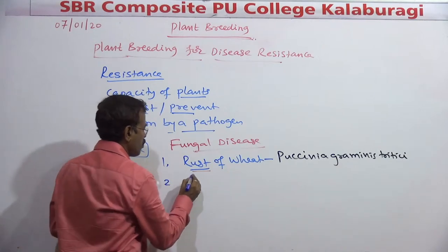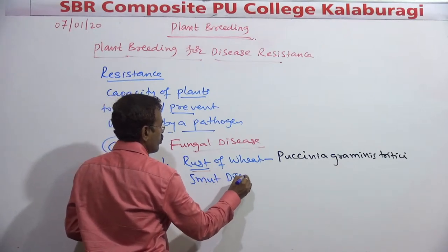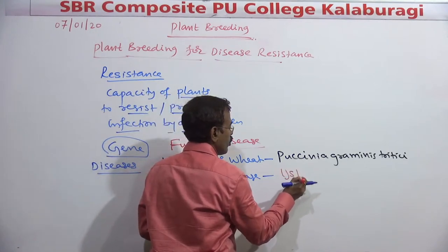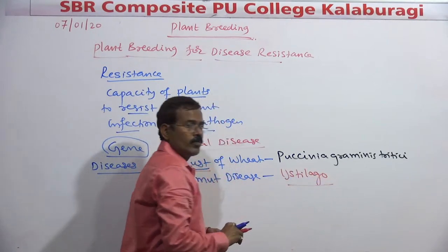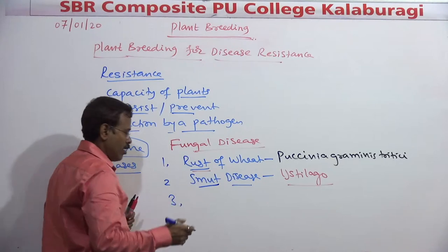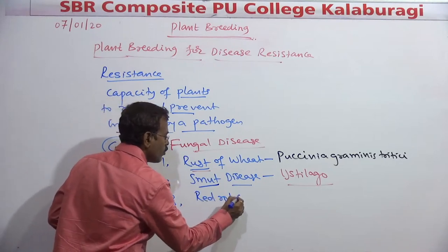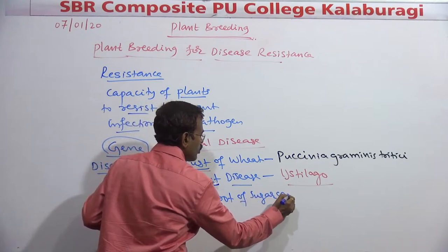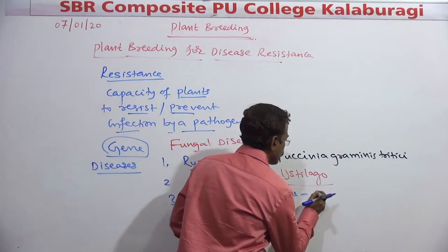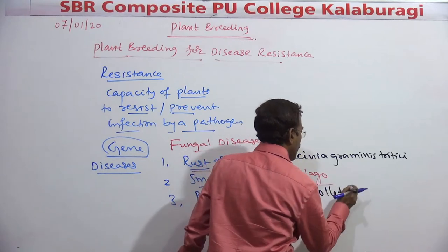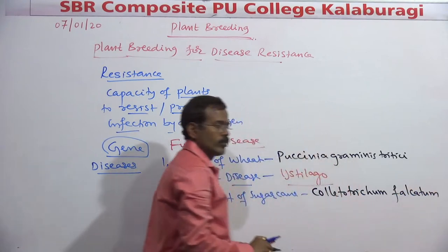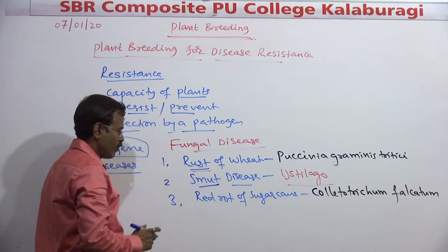Then next we have smut disease. The smut disease is caused mainly by Ustilago. Then another example, red rot of sugar cane, which is caused by Colletotrichum falcatum.